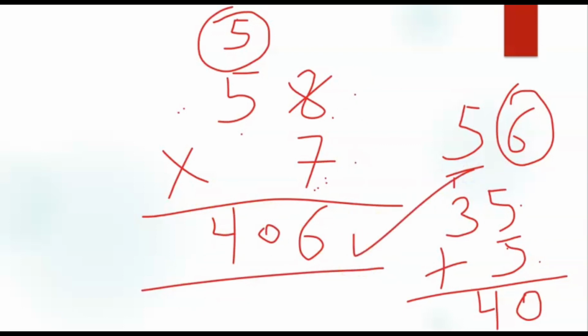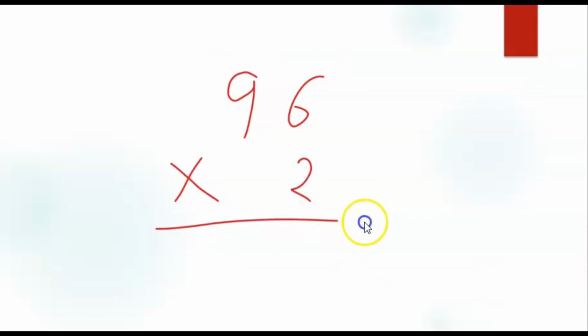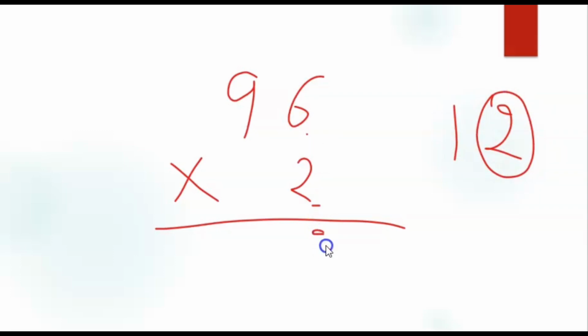Let's do another one before we move on to the double digit. Let's take number 96 times 2. Remember the first step, we're going to multiply 2 with the 6. So 2 times 6 is 12. We'll take this 2, put it over here. We have 1 in our hand. You can put that 1 on top of the 9.